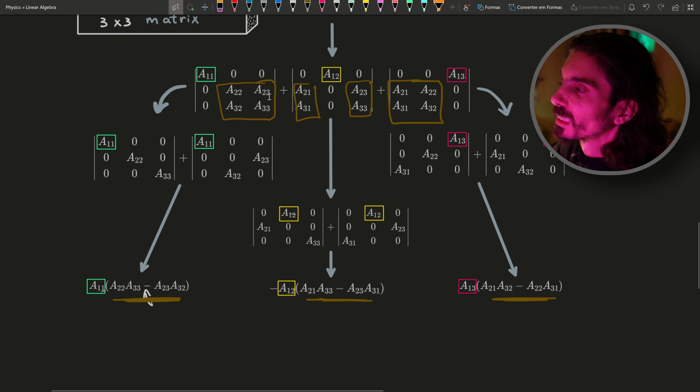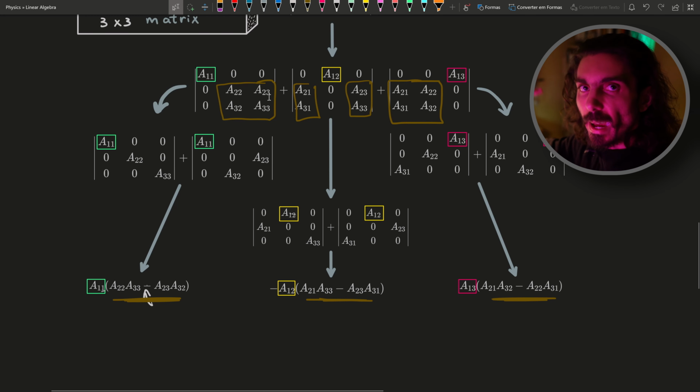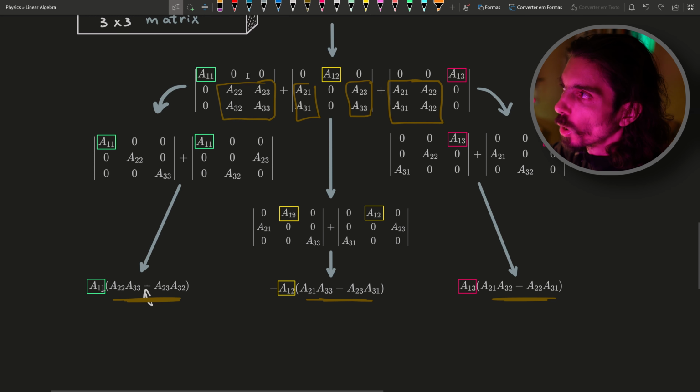Well, this submatrix is the matrix that you get after suppressing the first row and column. Look at the coordinates. A11 means suppress the first row and first column. So A12 means suppress the first row, and number 2 means suppress the second column. And A13 means suppress the first row, and 3 means suppress the third column.